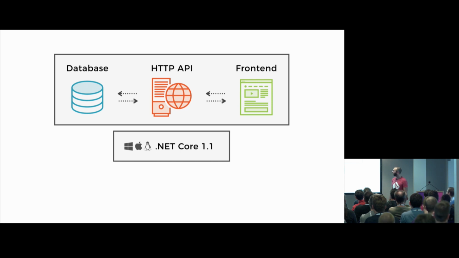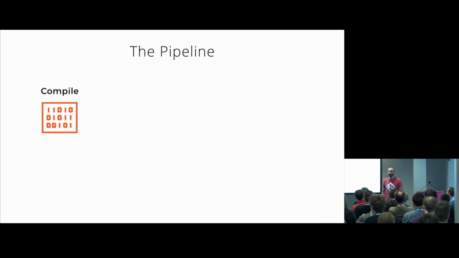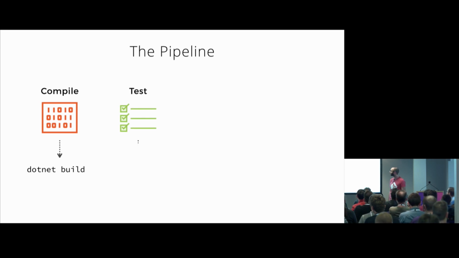Okay? Where are we going to deploy this to? We're going to deploy it to an Azure web app. So this is the context. How is our pipeline going to look? First, we compile it. For that, we invoke dotnet build, which is the .NET Core compilation tool. Then we're going to run the tests, all 25 of them. And we're going to use dotnet test for that.